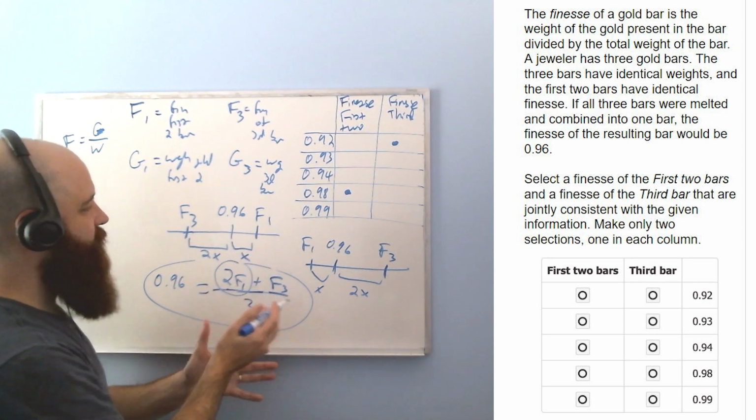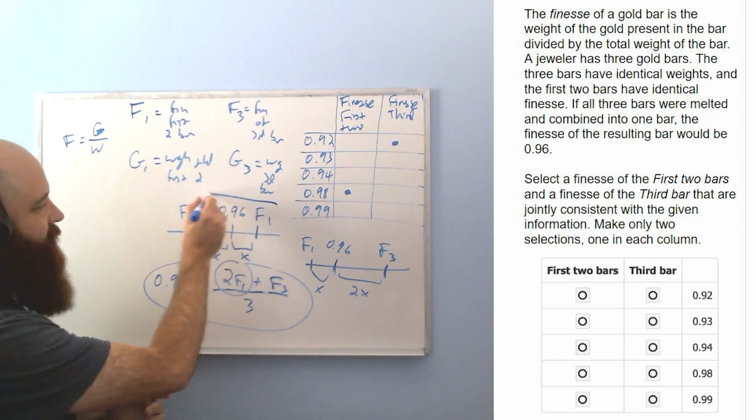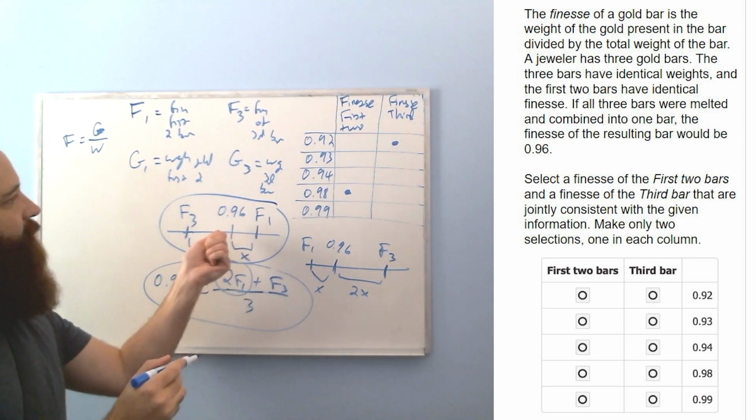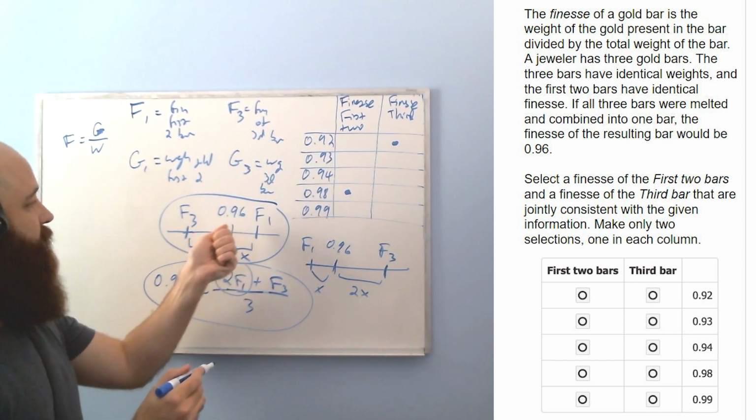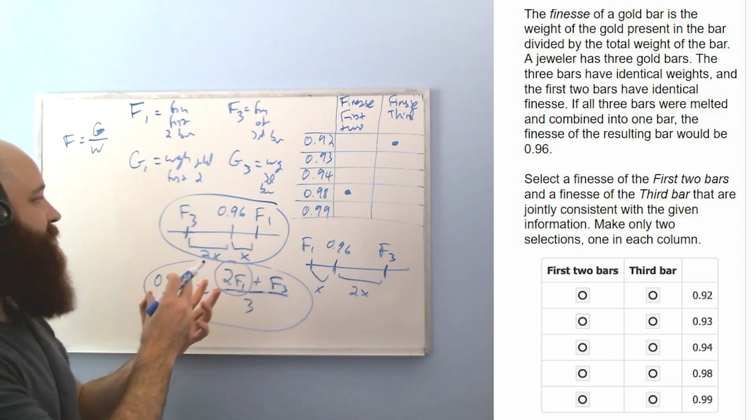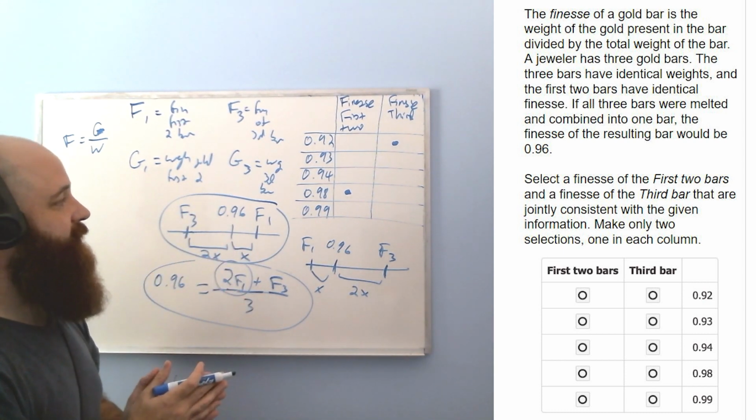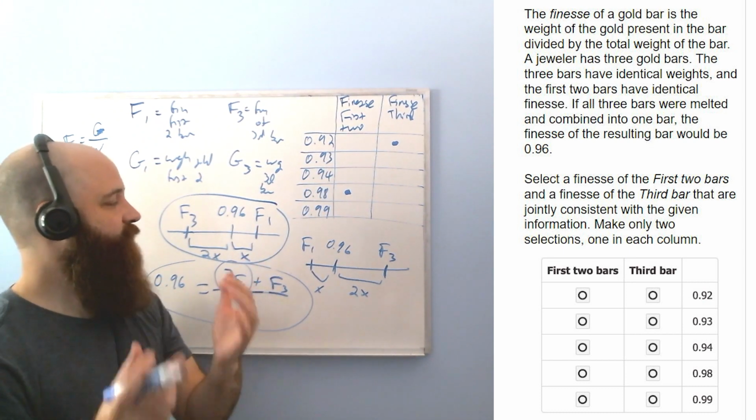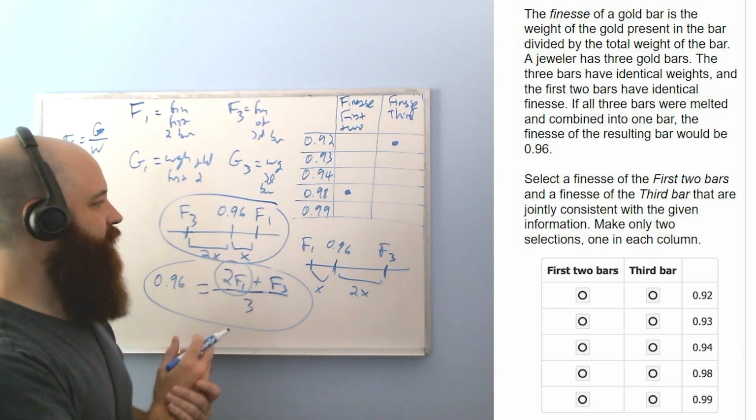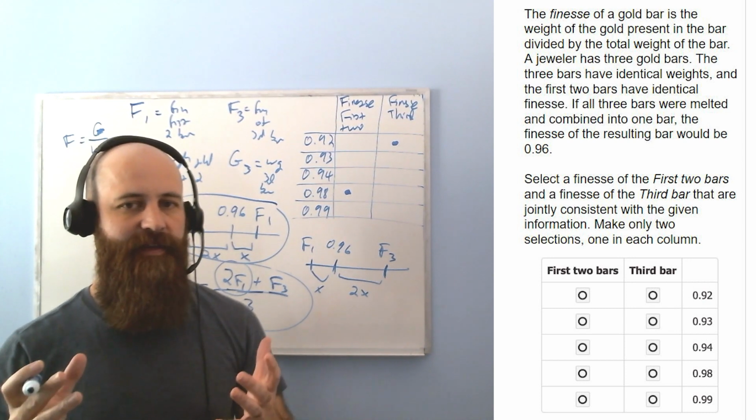And again, I know f3 is going to be far away, so I think that given the options, this is more likely. 0.92 is far away from 0.96, so that's the first one I'm going to test for f3. Again, if I do that, the arithmetic works out. I get f3 is 0.92, f1 is 0.98, and we're all set.